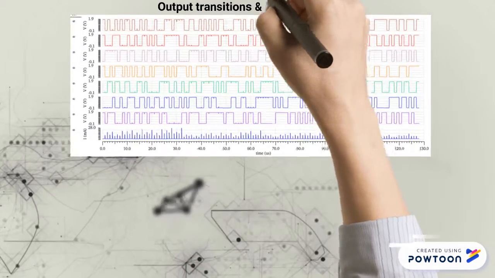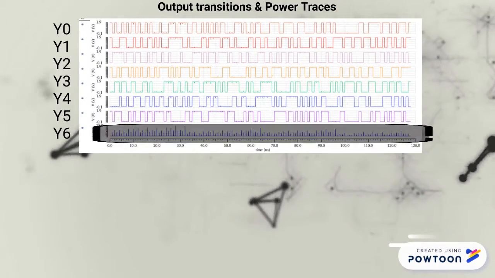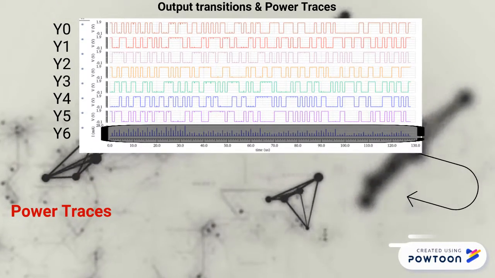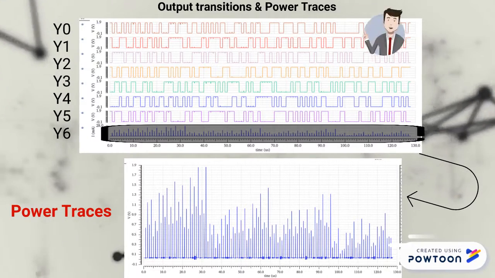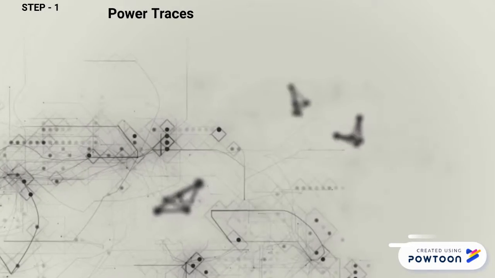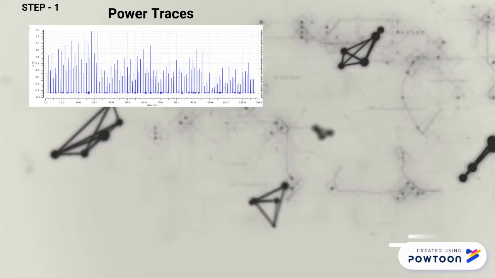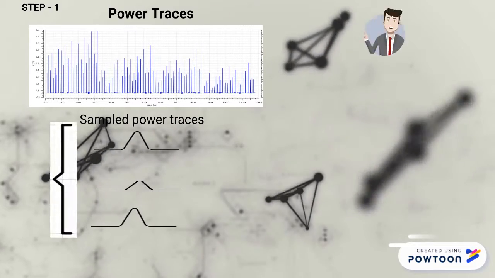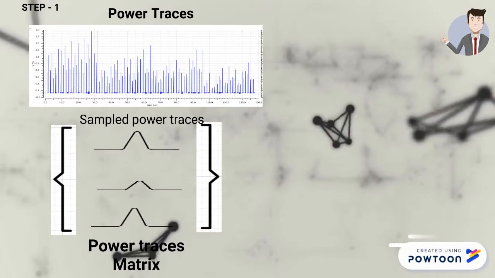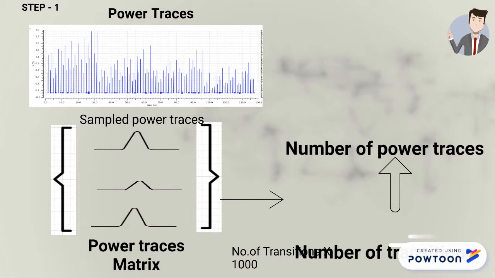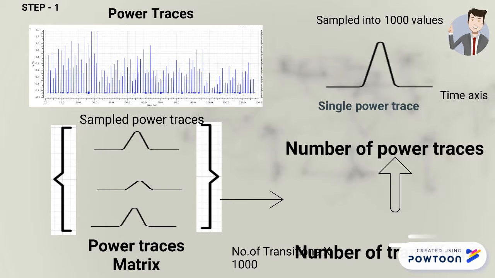The output transitions and power traces entirely are shown in the figure, and the power trace of one such output, Y6, is shown in the figure in enlarged view. Once we get the power traces, we need to sample the curve, and here we have sampled it into 1000 values. As we can see, current values, single power trace, and along the time axis, we formed a matrix of dimensions number of transitions into 1000.